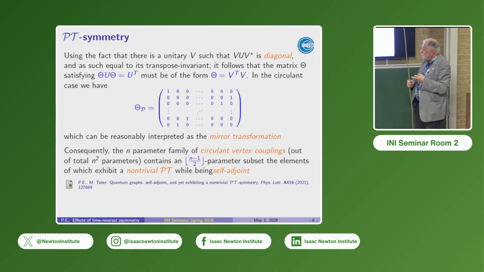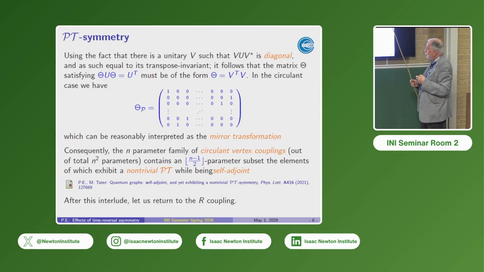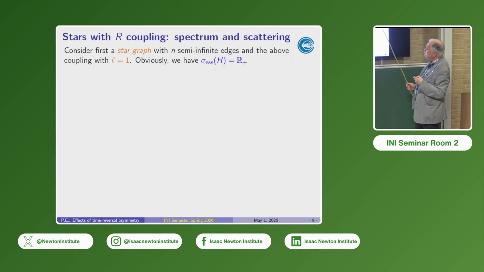Now, this tells you that among all the circulant vertex couplings, roughly one half has a non-trivial PT symmetry, even though they are self-adjoint, and the other has P and T symmetry separately. Okay, but now let me return to the basic example.